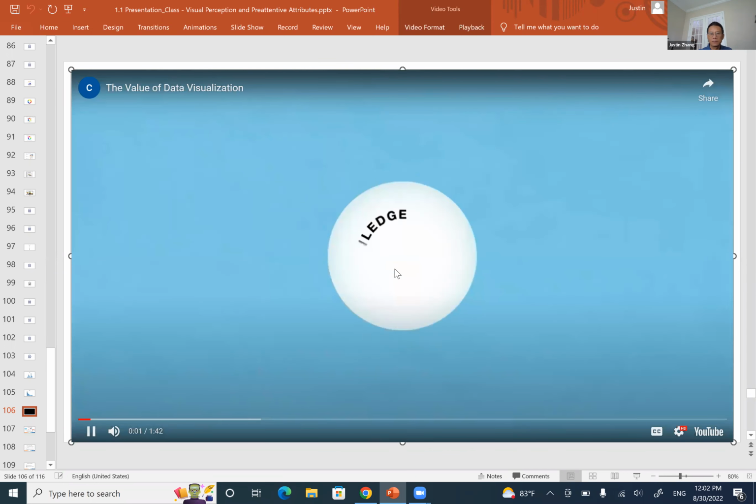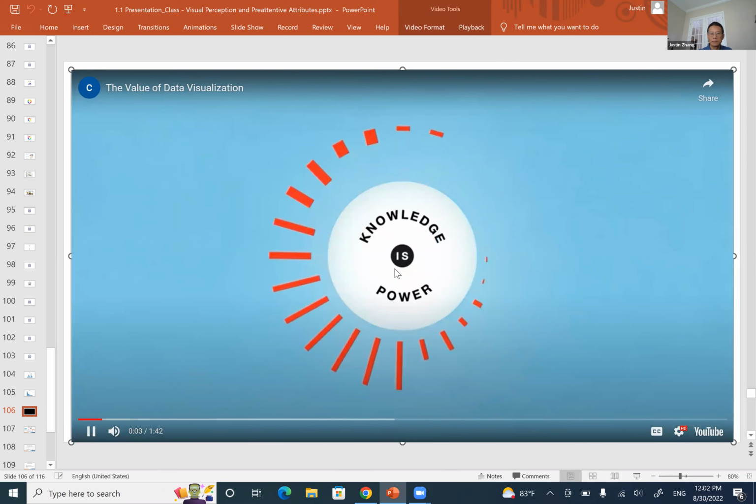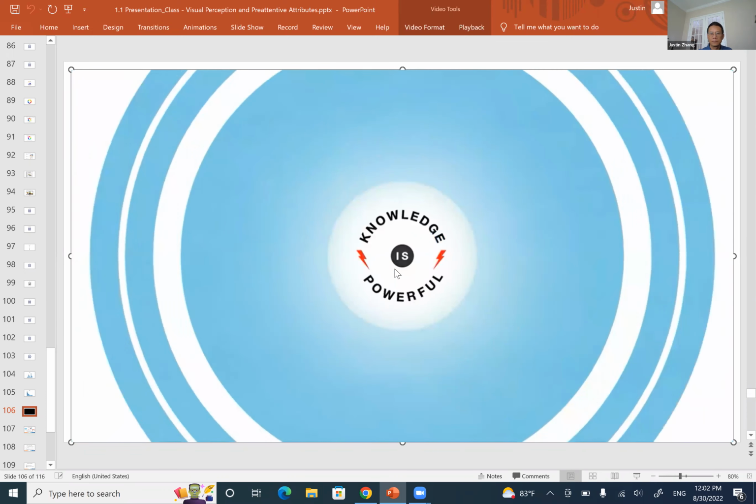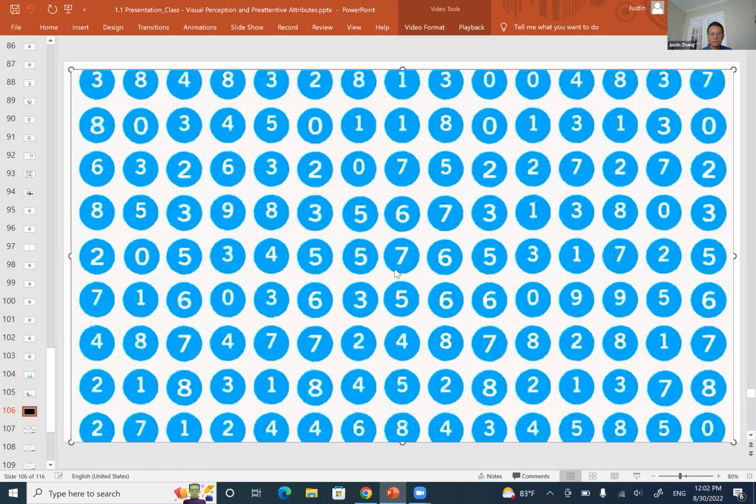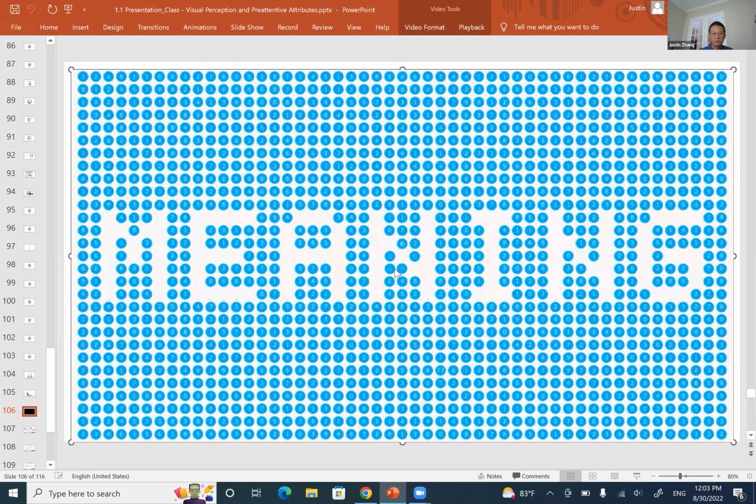They say knowledge is power, but how do we make knowledge powerful? Especially when that knowledge comes in the form of data. Lots of data. How do we find the meaning?